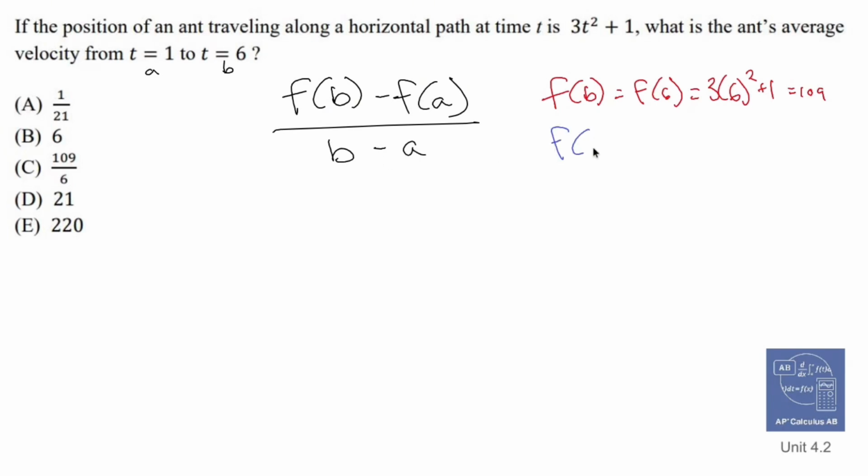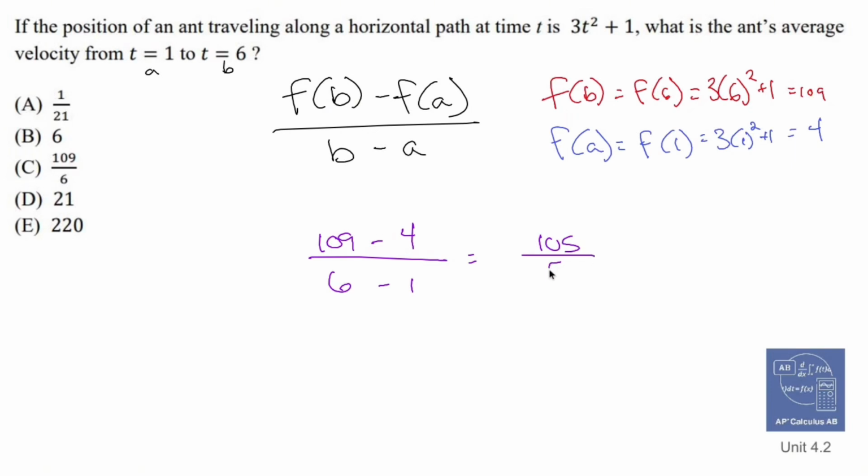f of a is a lot friendlier. I'm just plugging in 1. So that's going to be 3 times 1 squared plus 1. 3 times 1 squared is 3 times 1, which is 3, plus 1 is 4. So when I plug this all in, I get f of b, which is 109, minus f of a, which is 4, over b, which is 6, minus a, which is 1. That becomes 105 over 5, and that's a big fat 21. And that's going to be my guy.